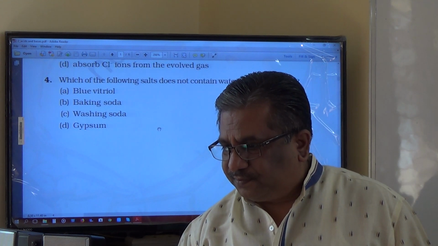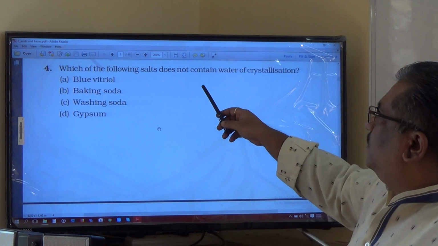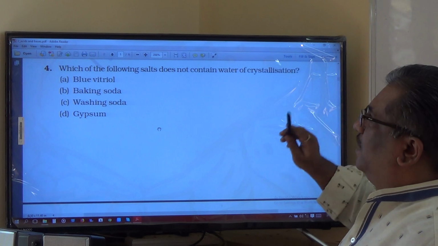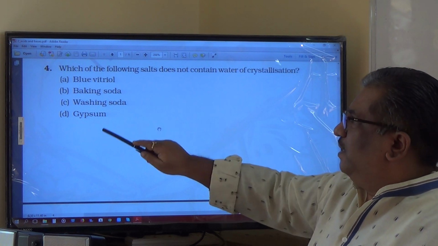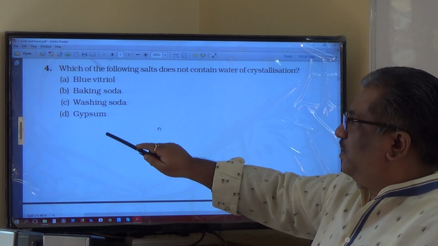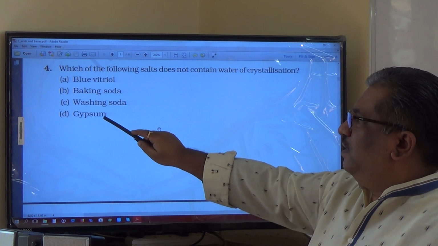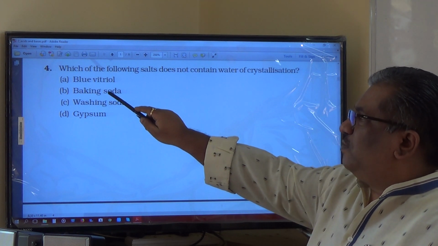Fourth one. Which of the following salts does not contain water of crystallization? Blue vitriol contains. Baking soda does not contain. Washing soda contains. Gypsum contains. Baking soda. B is the answer.